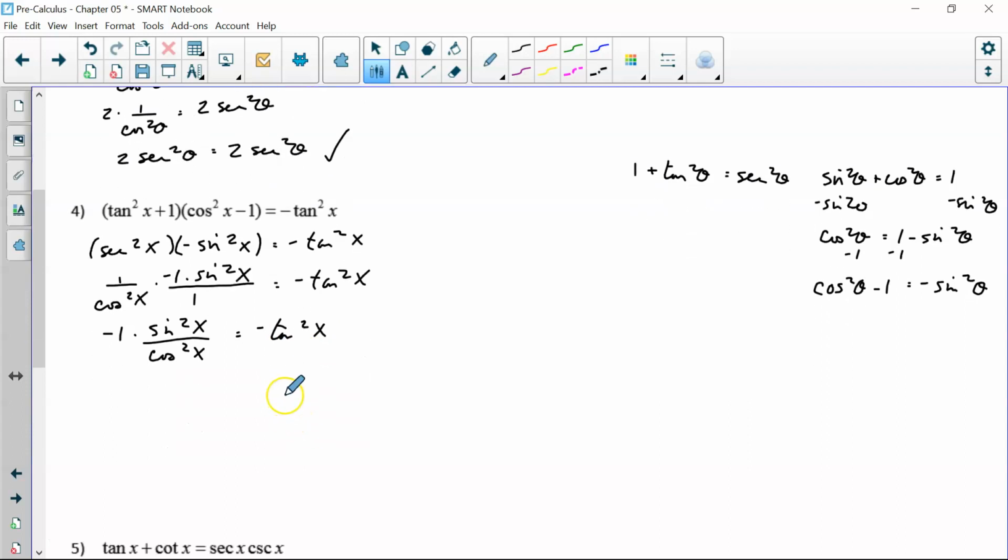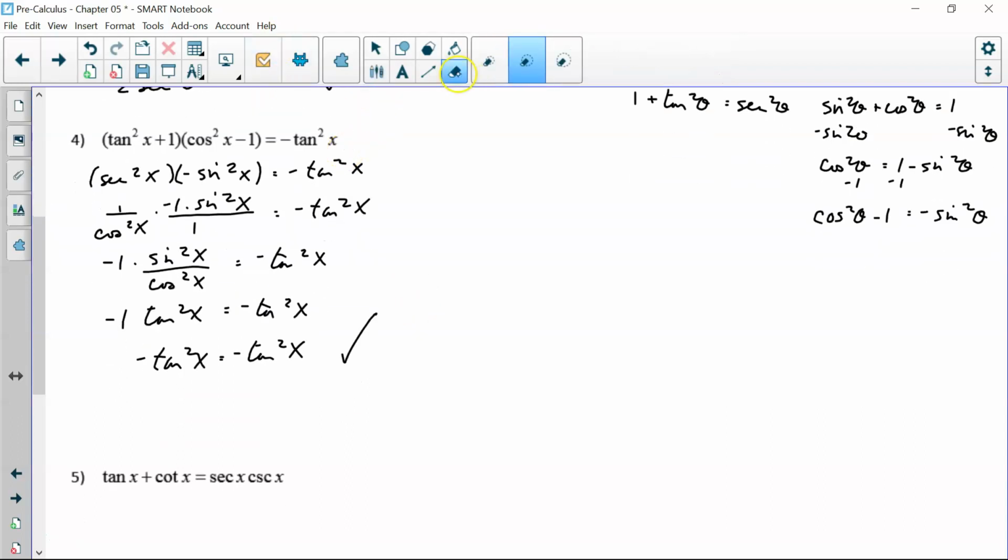As we're looking, sine squared over cosine squared is the tangent squared of x, so we have negative 1 times the tangent squared of x, or negative tangent squared of x equals negative tangent squared of x. There we go. We just verified that identity. Our goal is to keep looking at them and see how we can get from point A to point B. And these are a practice thing. The more you practice, the easier it gets.